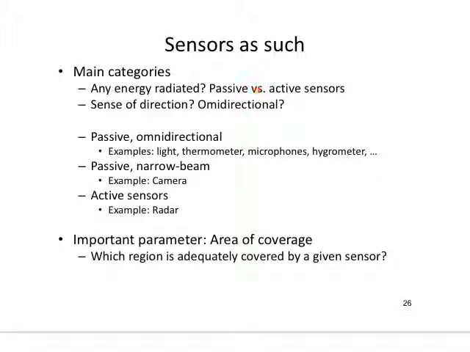If you don't send something, but you just read light intensity, temperature, or pressure, without sending anything to the environment, this is called passive sensing or a passive sensor. And why do we need passive sensing? 90% of the sensors are passive.